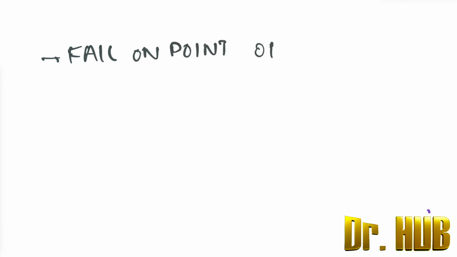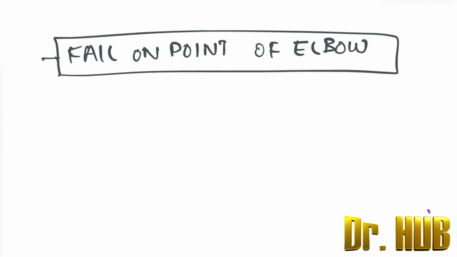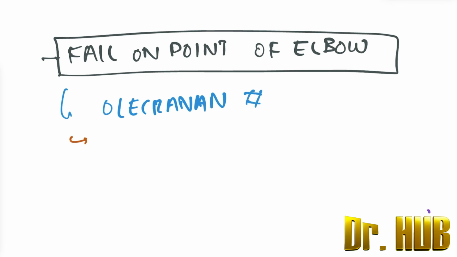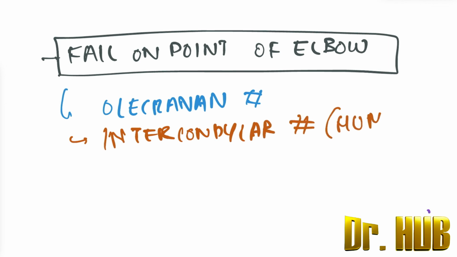Then we look at the fall on the point of the elbow. So what is the injury which is involved? The injury involved is nothing but the olecranon fracture, and also the intercondylar fracture of the humerus.